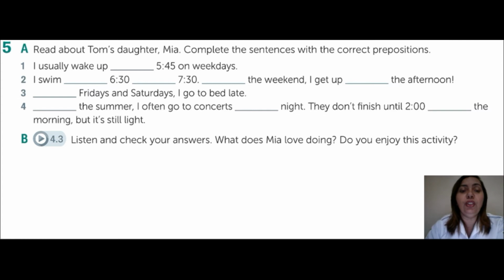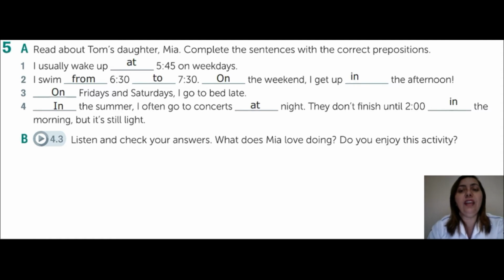Number 1, I usually wake up blank 5:45 on weekdays. Number 2, I swim blank 6:30 blank 7:30. Blank the weekend, I get up blank the afternoon. Number 3, blank Fridays and Saturdays, I go to bed late. Number 4, blank the summer, I often go to concerts blank night. They don't finish until 2 o'clock blank the morning, but it's still light.